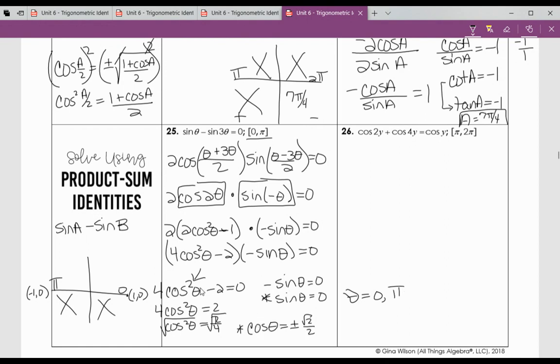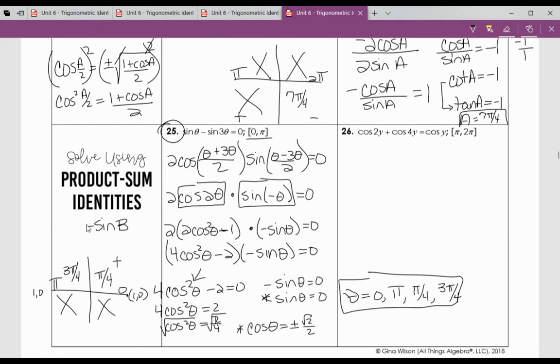Cosine being positive and negative. Cosine's positive here, negative here. And the root 2 over 2 angle from the first quadrant is pi over 4. And the negative root 2 over 2 is 3 pi over 4. So I'm going to add those to my list. Pi over 4 and 3 pi over 4. And those are my 4 answers for number 25.